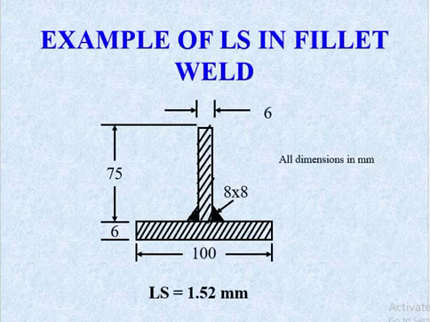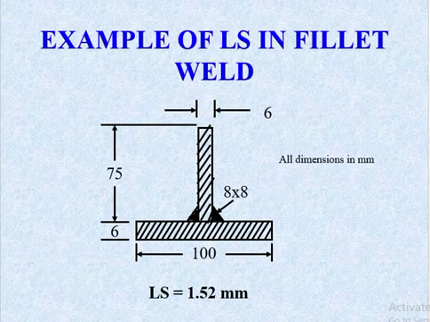Example of longitudinal shrinkage in a fillet weld. You see here a 6 mm plate thickness, and 75 is the T height. An 8 by 8 fillet weld joint, with 6 mm thickness. So with all the dimensions, if you use the formula, the longitudinal shrinkage is 1.52 mm.